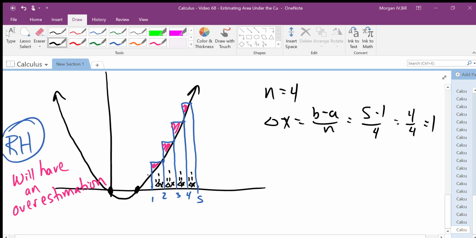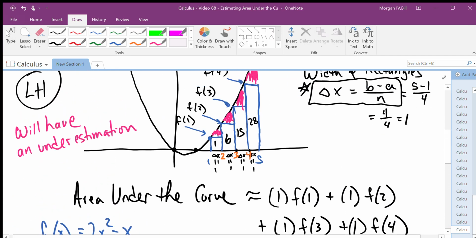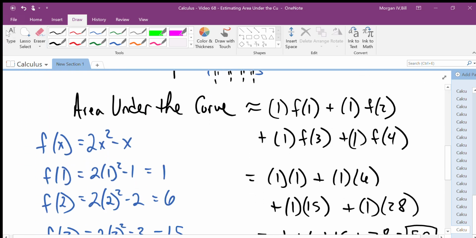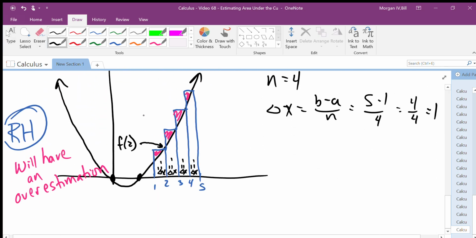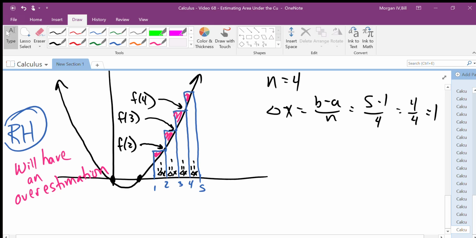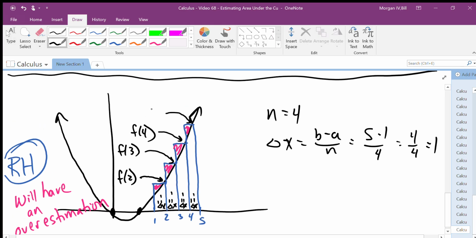Now, the height of the first rectangle, since it's given on the right-hand side, occurs at a function value of 2. Remember last time, the height of the first rectangle occurred at a function value of 1. In the second rectangle, it would be at a function value of 3, f of 3. In the third rectangle, it's here at f of 4. And in the fourth rectangle, it is here at f of 5. So it's going to be the same idea. I'm going to calculate the area of each rectangle with the base of 1 and a height at f of 2, then f of 3, then f of 4, then f of 5.